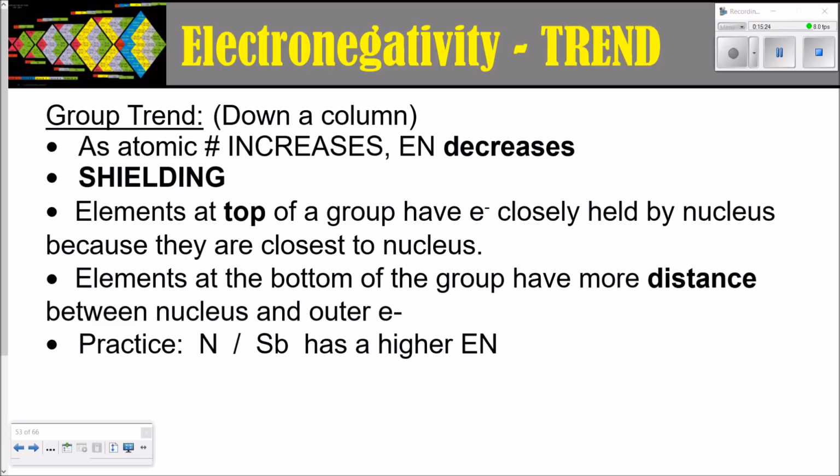So, electronegativity down a column. As your atomic number increases and you move down a group, the electronegativity is going to decrease, and this is because of shielding. The elements at the top of a group, remember, are going to have electrons that are very closely held by the nucleus because they're closest to the nucleus. The elements at the bottom of the group are going to have more distance between that nucleus and that outer electron. Therefore, they're going to have less electronegativity once they're bonded, less pull on the electrons that they're bonded with.